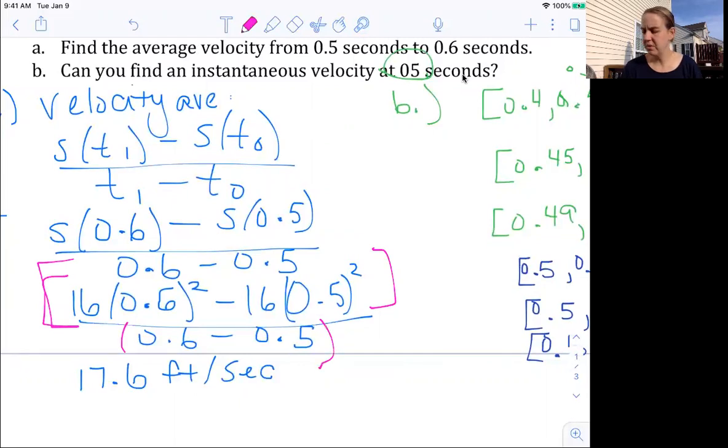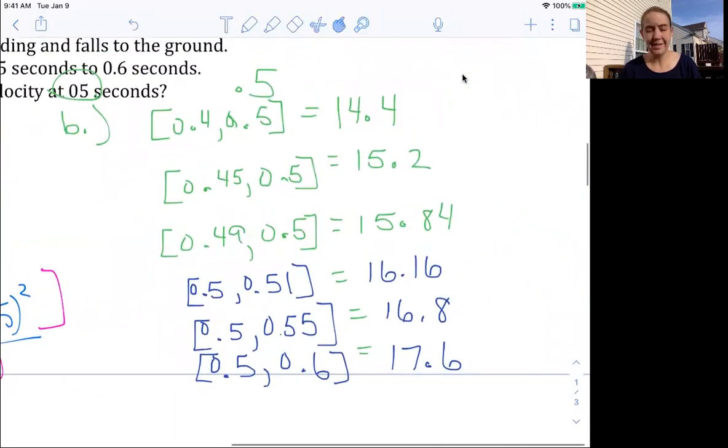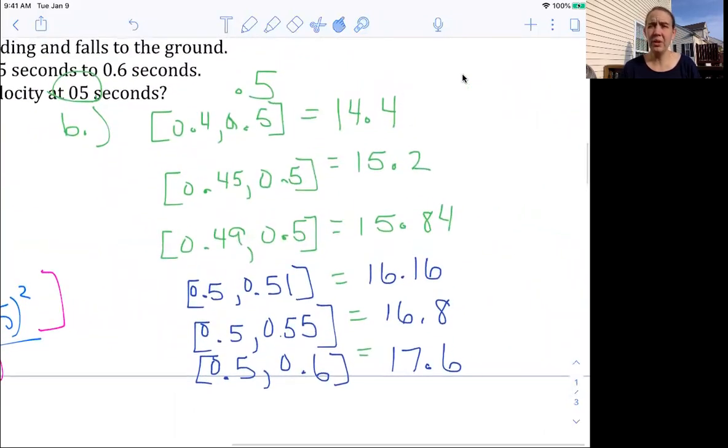Or some of you, I know, go through one step at a time. Either way is fine. Just make sure that you're getting these decimals. Now, what we're looking for is a pattern. What's going on here? What do you see?